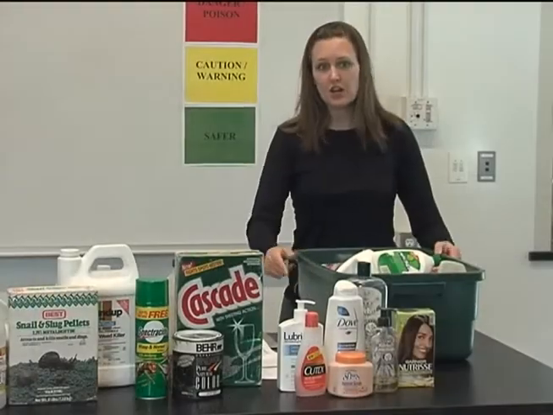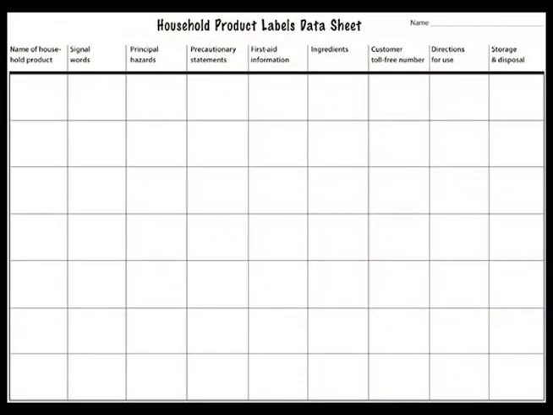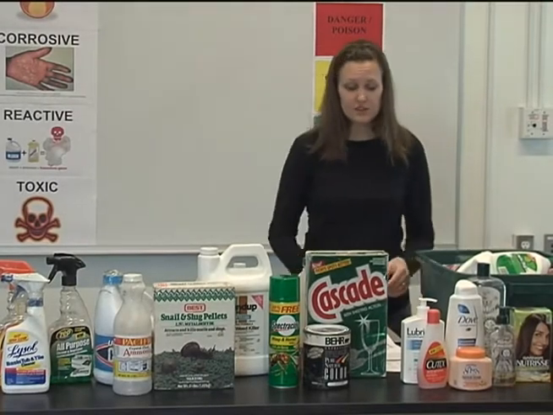Create a class chart using paper under the document camera, a dry erase or smartboard, or on butcher paper, using the household product labels data sheet on page 32 as a model. Ask students to provide the information from their product labels for this class chart.